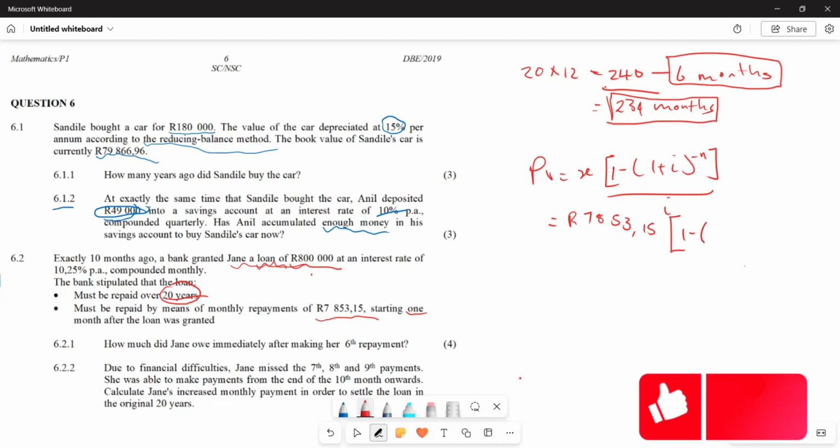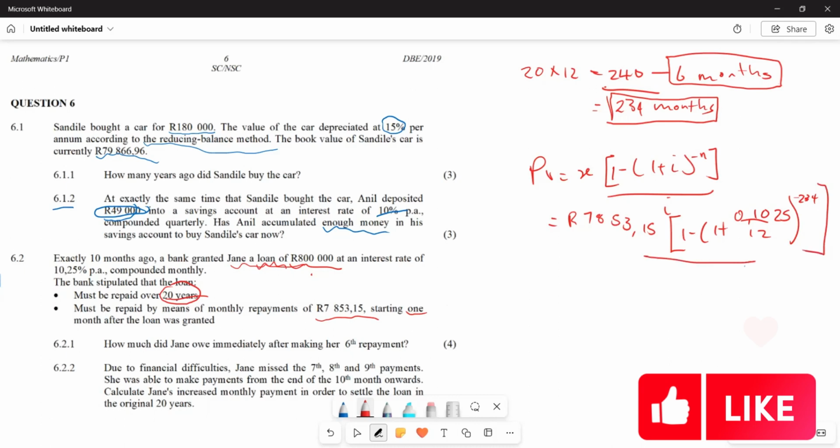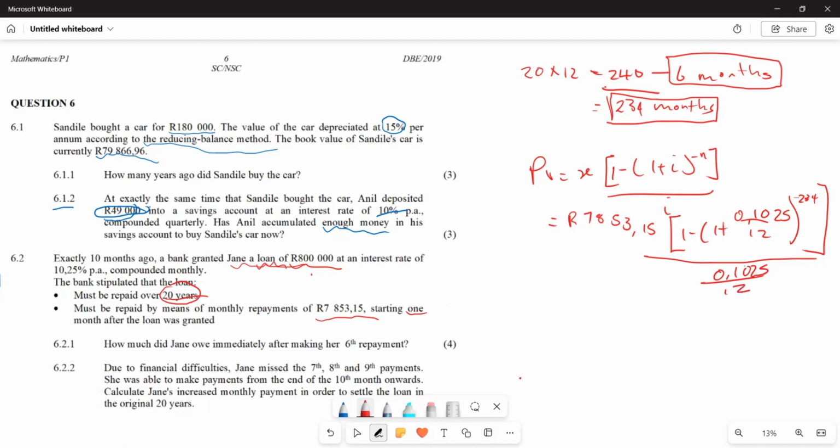This is going to be 1 minus 1 plus the interest there, it's going to be 0.1025 over your 12, right? And now the number of months, we just want to find out for negative 234. We say after she only paid for 6 months, how much will she then still be owing the bank? Then this is going to be 0.1025 over your 12.